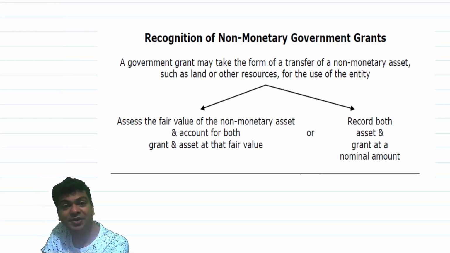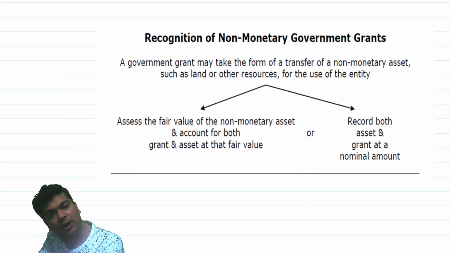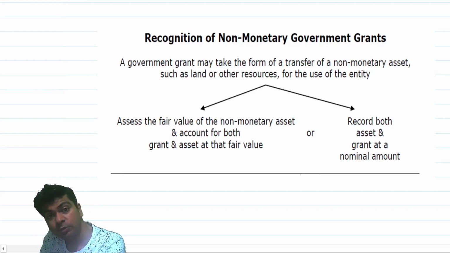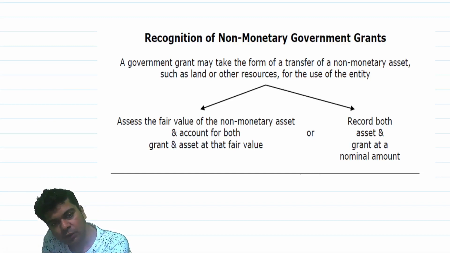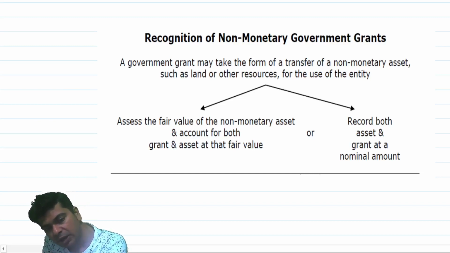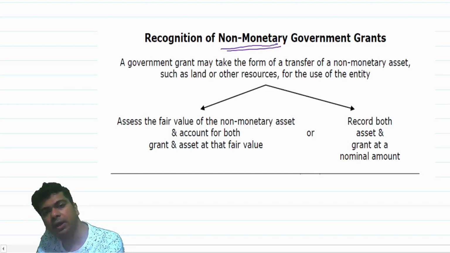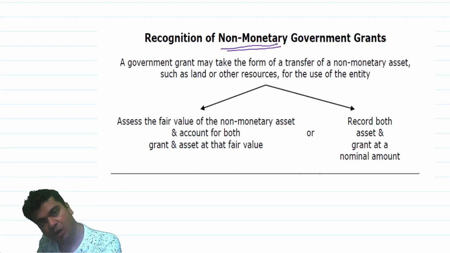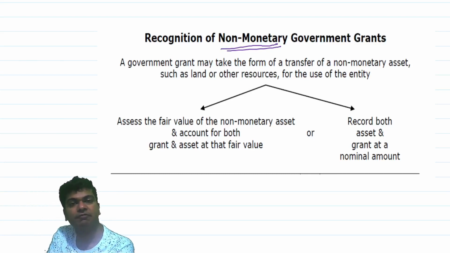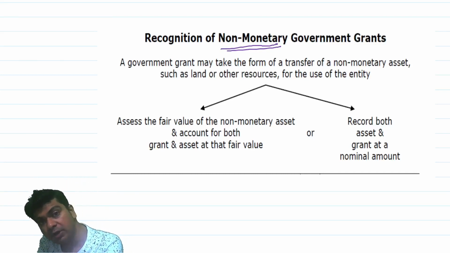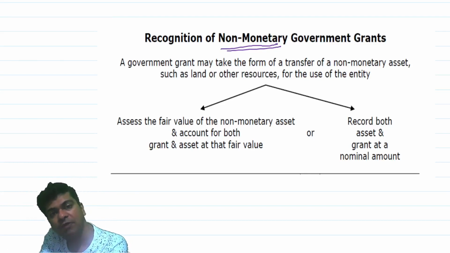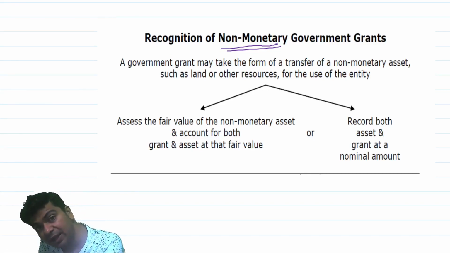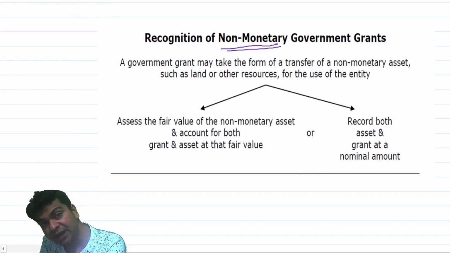It is not necessary that a government grant will always be received in cash. A government grant can also be received in kind. Right, you are getting a government grant which is non-monetary in nature. What to do then? For example, let us say the government is giving you certain plant and machinery free of cost. The government is transferring a piece of land in your favor free of cost. You are getting a government grant in kind instead of cash.